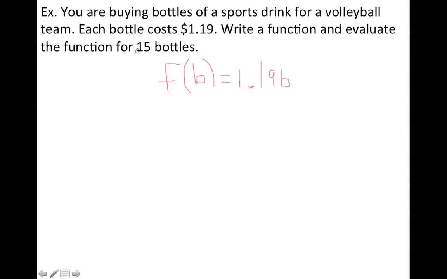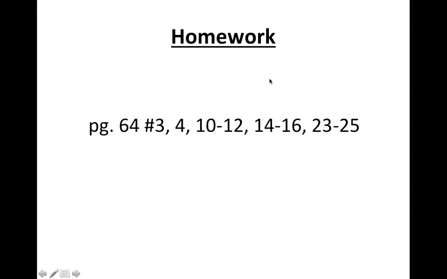Then we have to evaluate for 15 bottles, so we plug in 15 wherever we see b, multiply by 1.19, and we get $17.85. Now that we have finished 2.1, you should be able to identify relations and functions, domain and range.